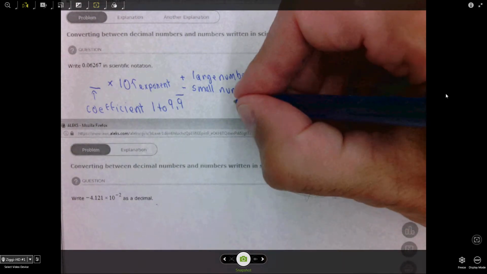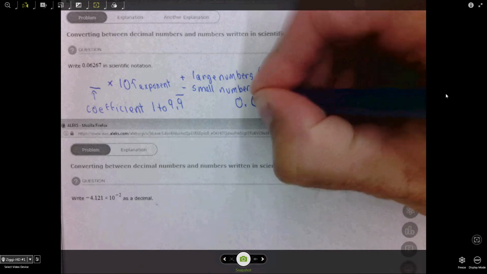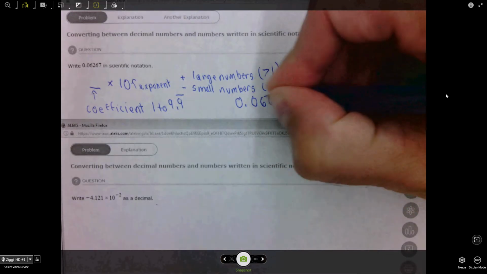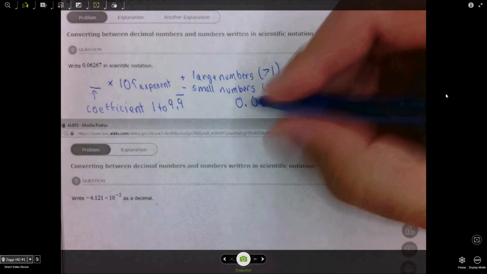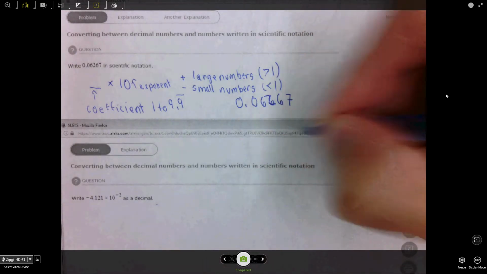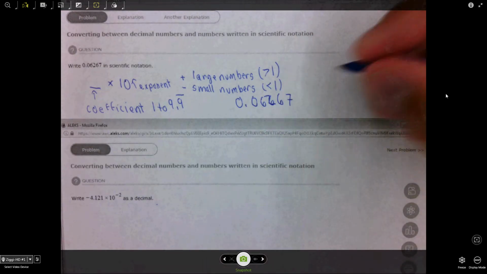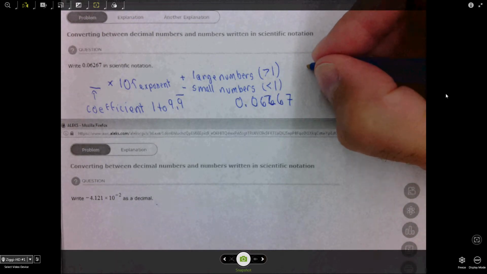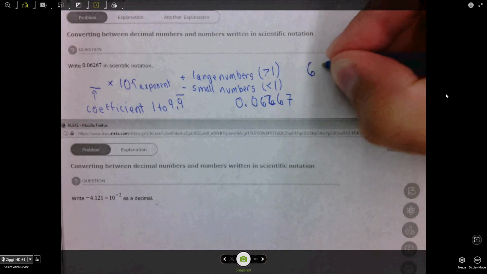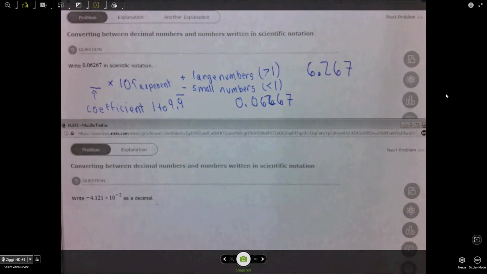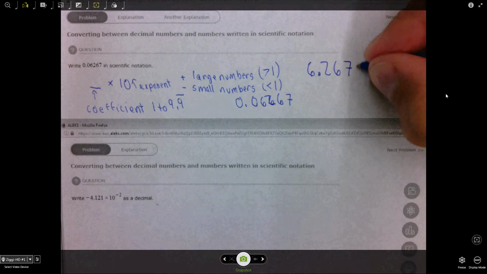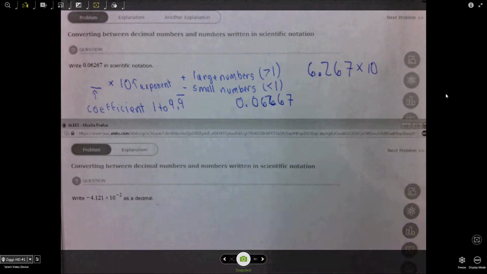We have 0.0626267 here, and we want to convert it to scientific notation. In order to do that, we need to move the decimal. We need to first determine the coefficient. The coefficient in this case is going to be 6.267. Then we need times 10, and we need an exponent.